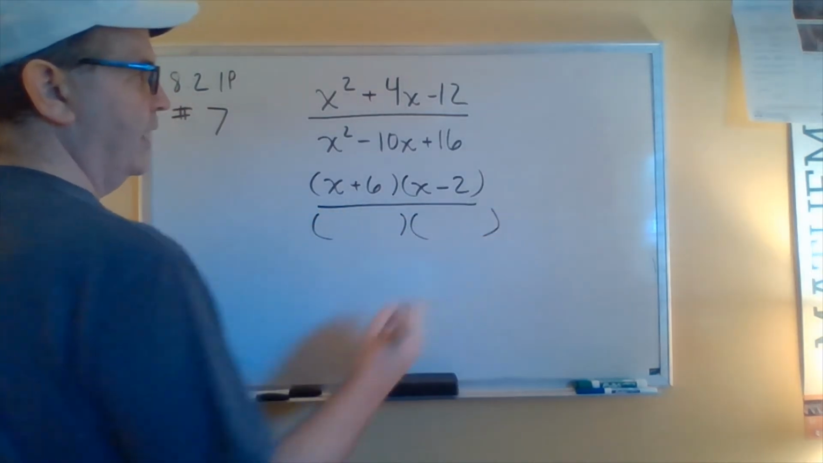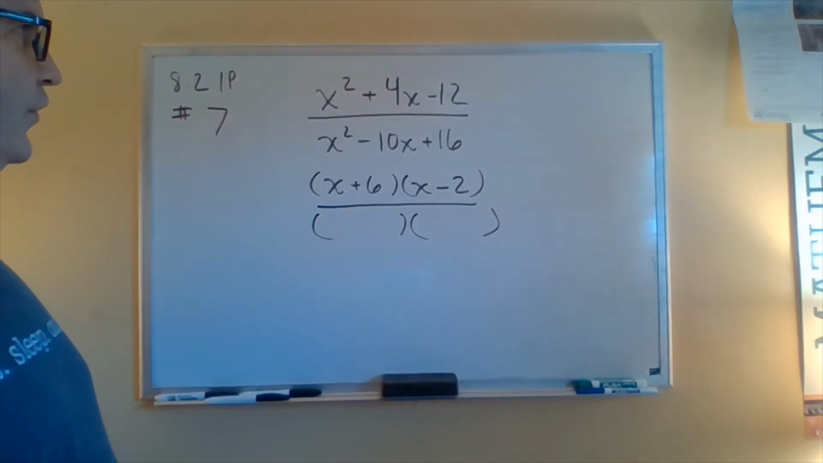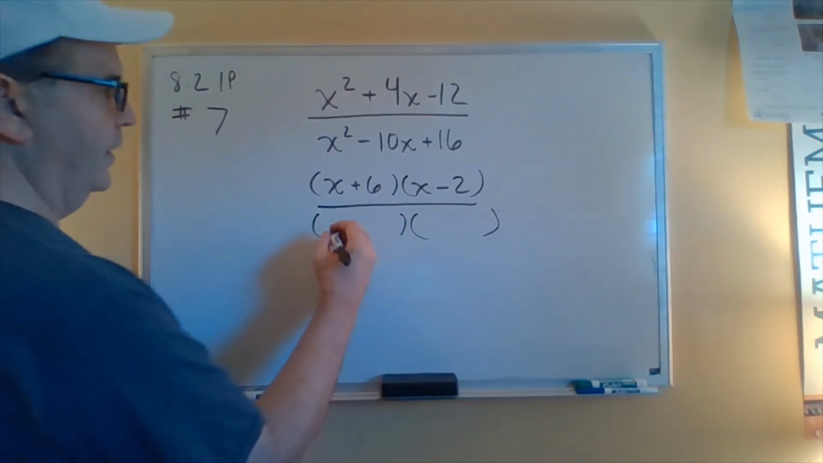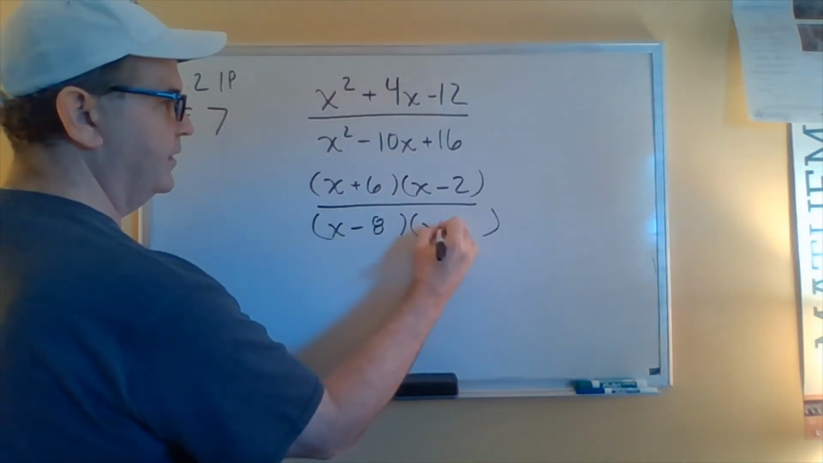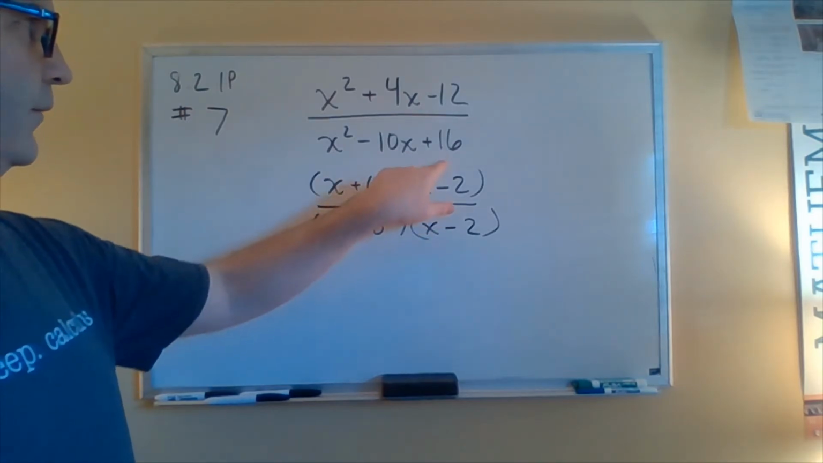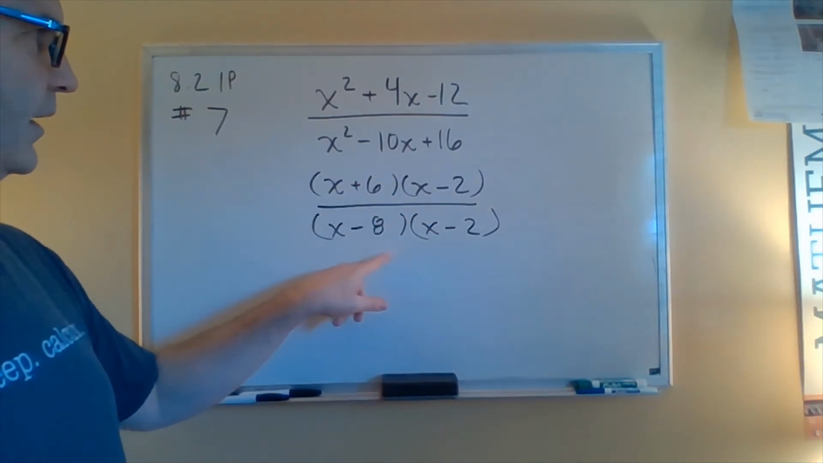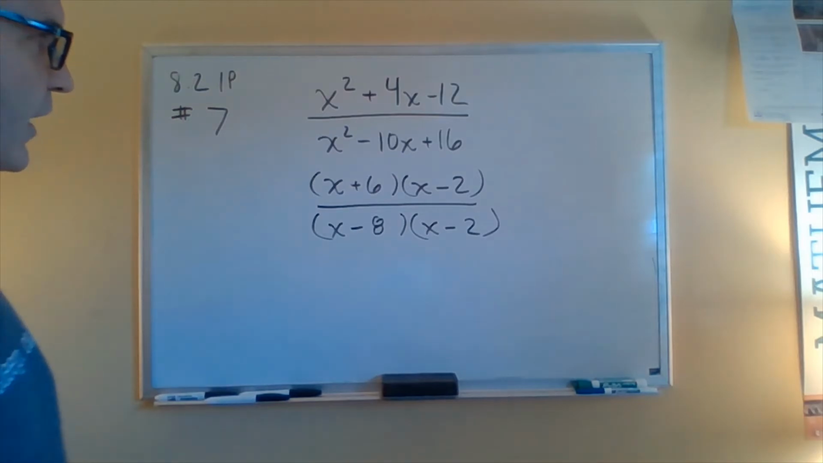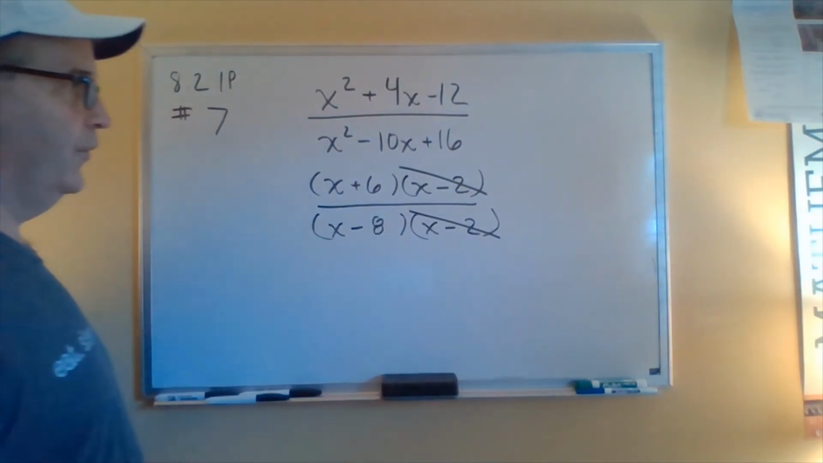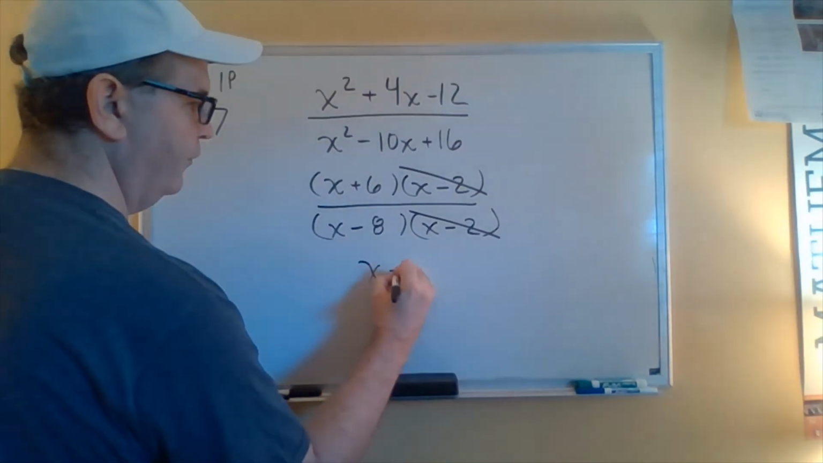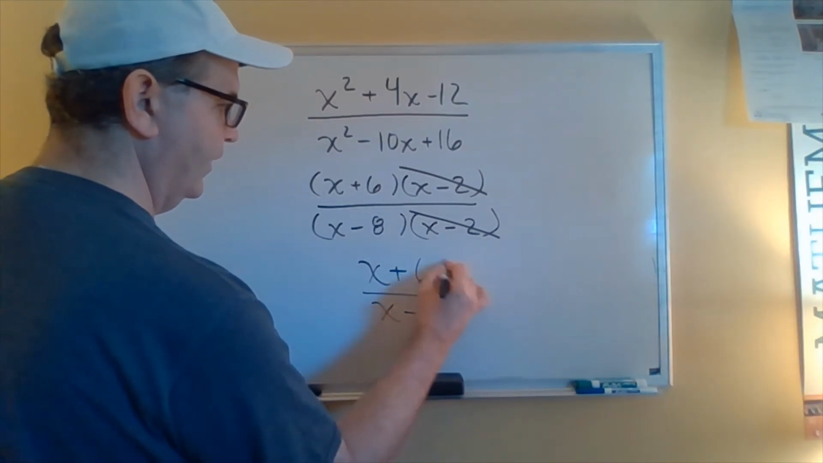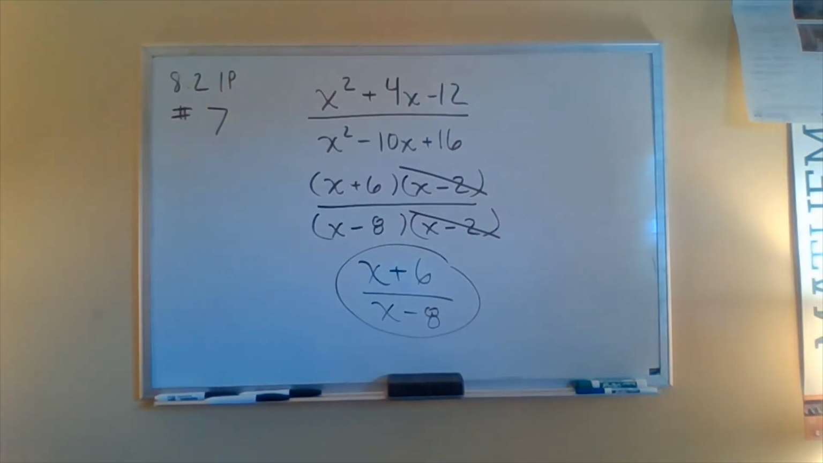Let's take a look at our denominator, see if we can factor that. I'm looking for two numbers I can multiply together to get positive 16. And when I add together, I get negative 10. I believe that would be x minus 8, x minus 2. So negative 8 times negative 2 does equal positive 16. When I add negative 8 and negative 2, I do get a negative 10. So looking at this, I can cancel out the factor x minus 2 out of both the numerator and the denominator, and I'm left with the simplified rational expression x plus 6 over x minus 8 as our answer to number 7.